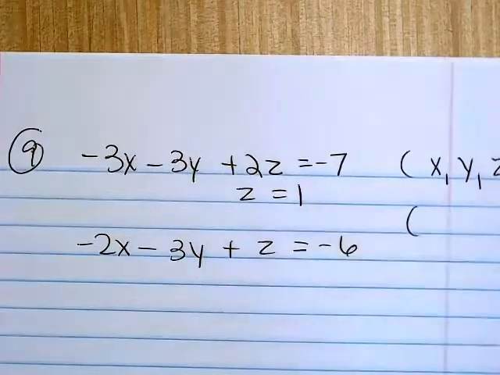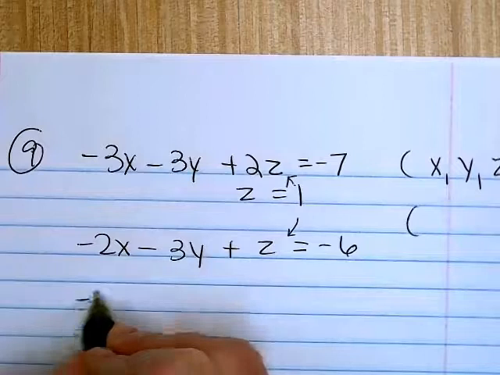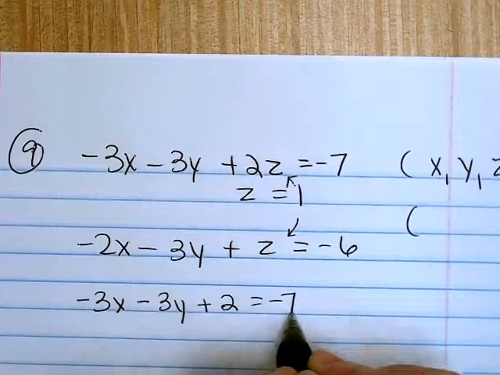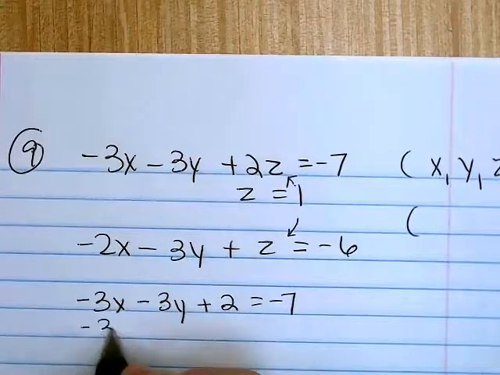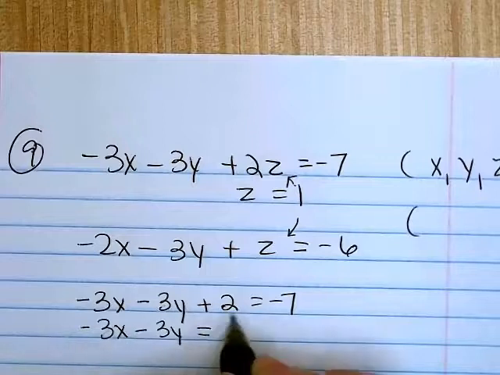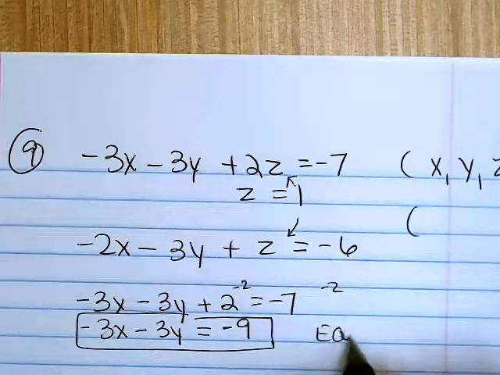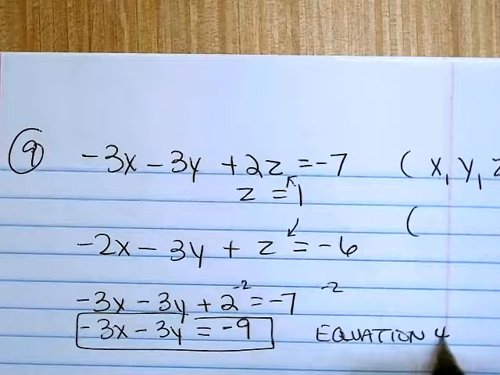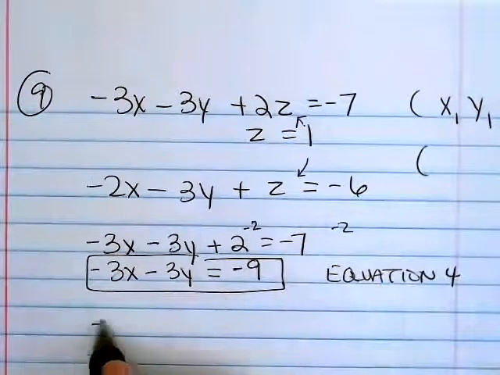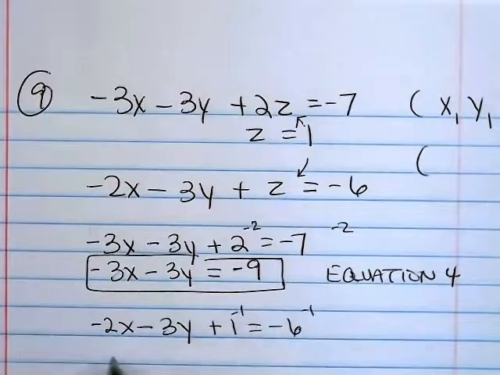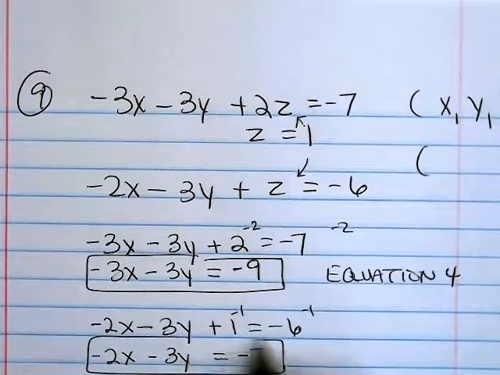Now, when you think about it, all you have to do is put the z in both of the equations and you've got your two equations. So you have negative 3x minus 3y plus 2 equals negative 7. Just subtract the 2. So this one really says negative 3x minus 3y equals, if I subtract 2 from either side, negative 9. Okay, so this is equation 4. I'm going to do the same thing here. Negative 2x, negative 3y plus 1 equals negative 6. When I subtract 1 from either side, I'm going to get negative 2x minus 3y equals negative 7. So this is my equation 5.